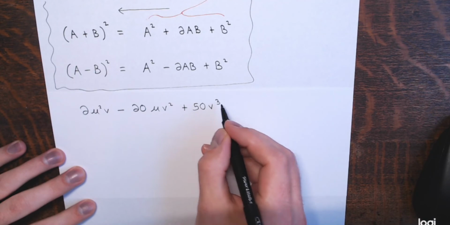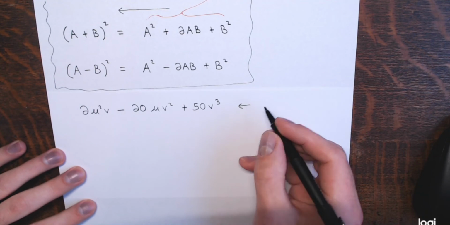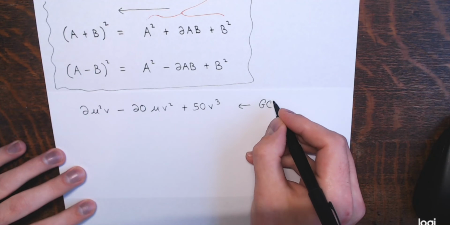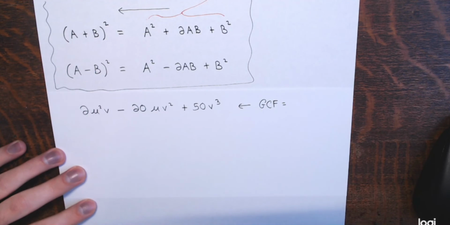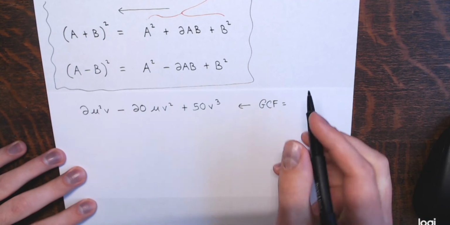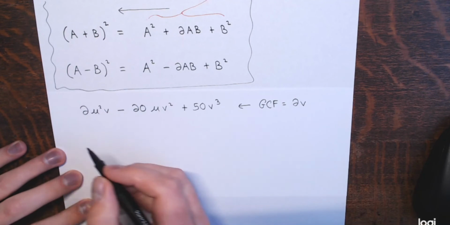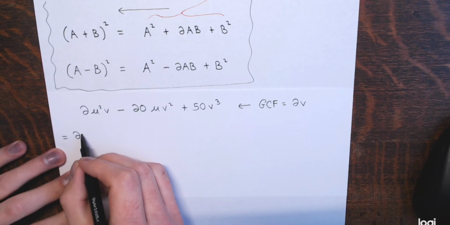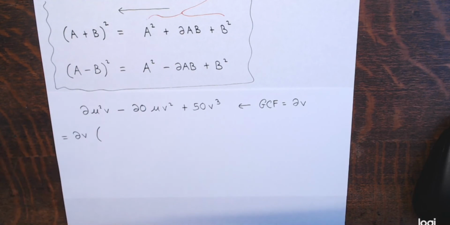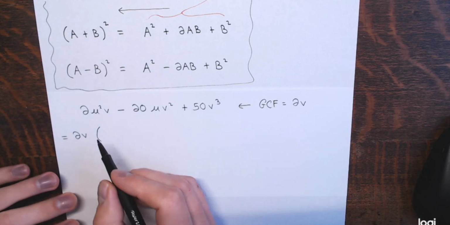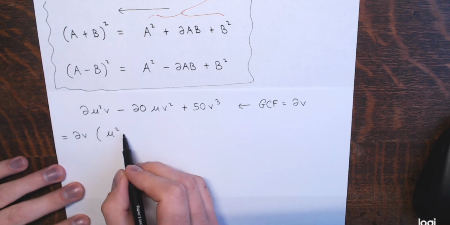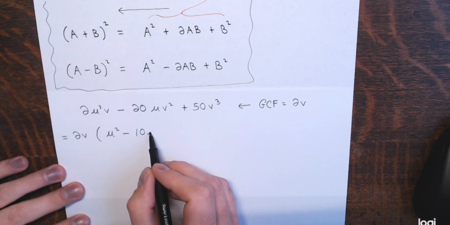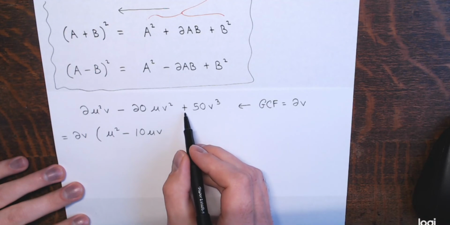Well, just as with anything else, the first thing you should look for is do all the terms have some common factor I can pull out? What's the GCF? And here that would be 2v. So I factor out 2v first, and if I do that, the factor remaining would be u squared minus 10uv then plus 25v squared.